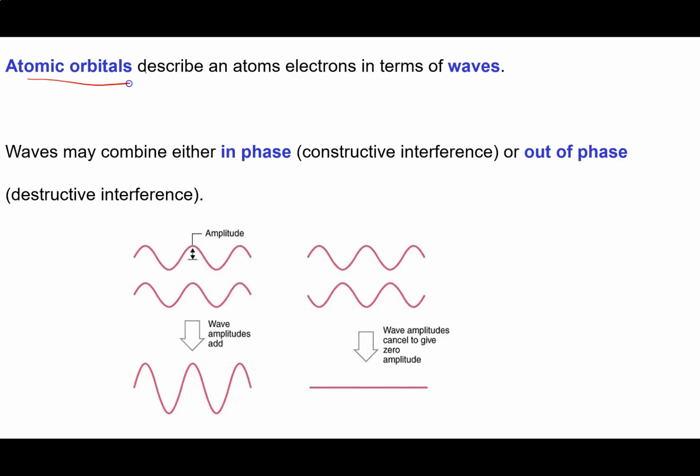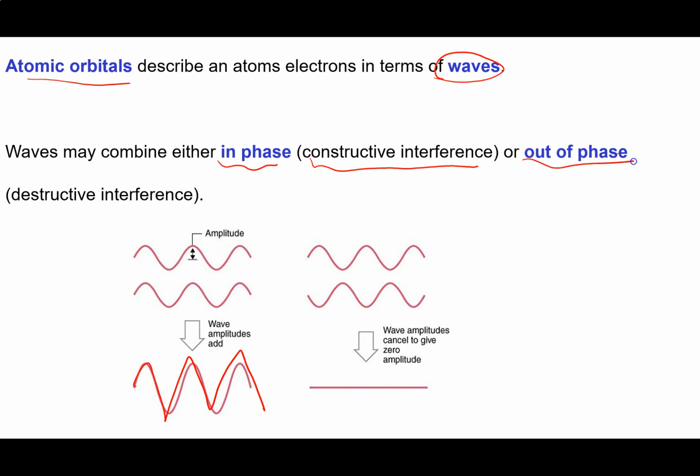So atomic orbitals describe an atom's electrons in terms of waves. And so when the atomic orbitals on two atoms come together, their waves can interact in one of two ways. They can either interact in phase, which gives rise to what we call constructive interference, and the amplitude of the waves in this case will get bigger. The waves basically add, and remember that amplitude of the wave is equivalent to probability of finding that electron in a particular region of space.